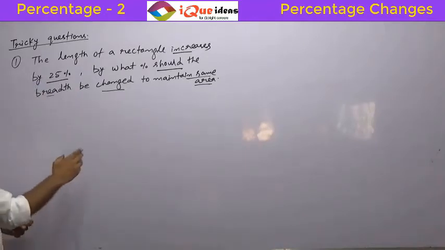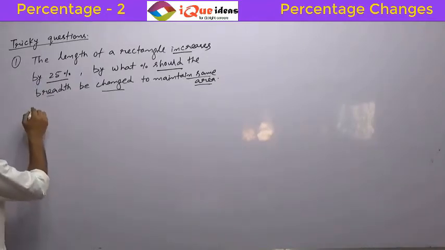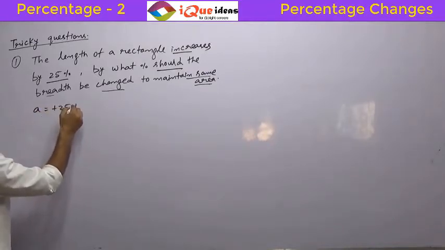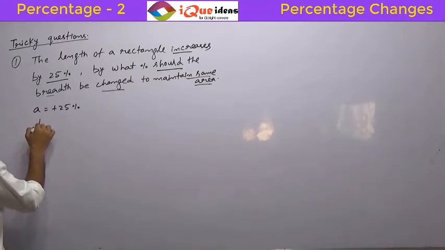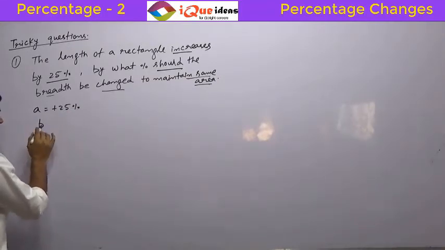But we have to maintain the same area, so breadth should be reduced. Alright. Now there are two ways to do this. One is the direct successive change method. Here, change in length is A, that is plus 25%. Change in breadth is B. We don't know how much it is, right? So let it be just B.